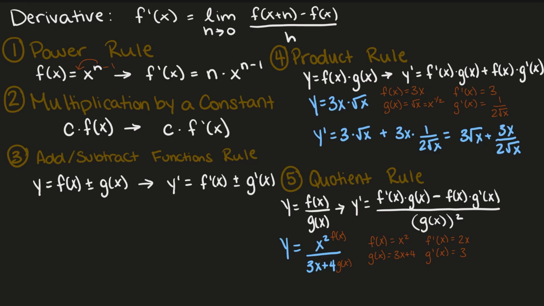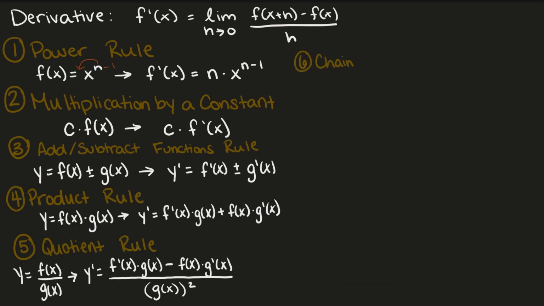So our derivative then becomes y prime will be equal to the derivative of f of x, which is 2x, times our g of x, minus our original f of x times the derivative of g of x, g prime, which is 3, all over 3x plus 4 squared. And then this can be simplified, this can be reduced, all of that, but that's how we set up our derivative and how we solve for y prime.